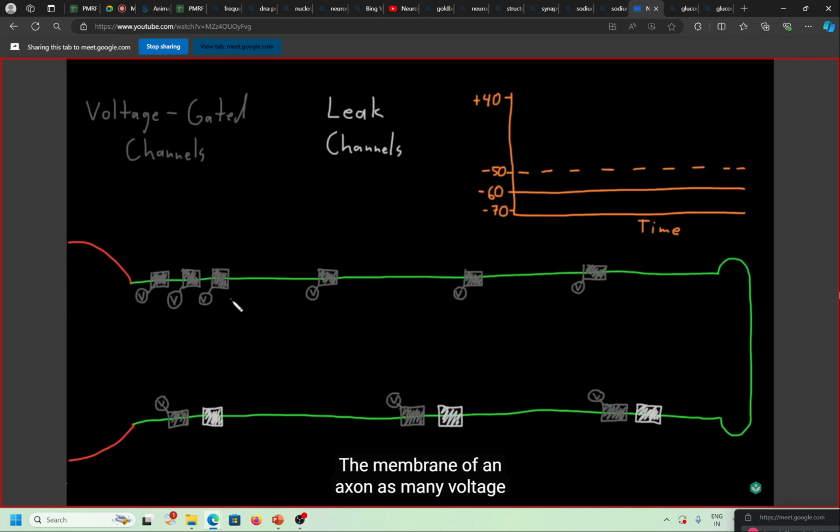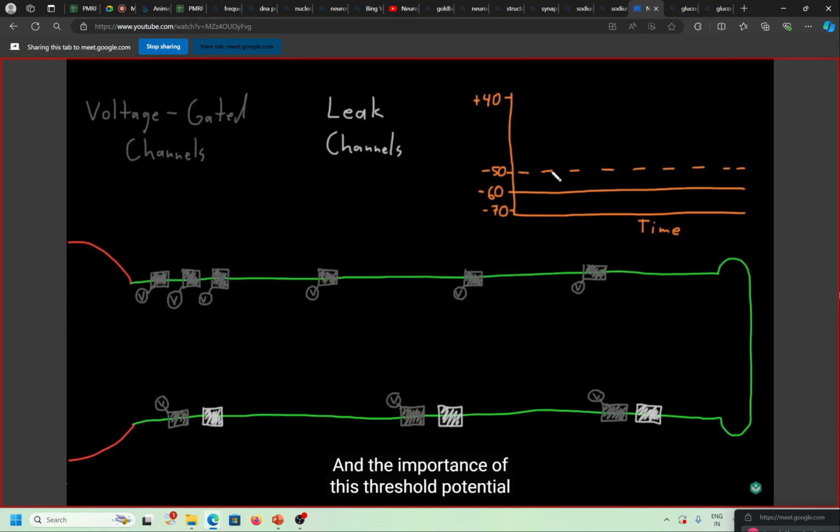The membrane of an axon has many voltage-gated ion channels, most of which open when the membrane potential crosses a threshold value. So we've talked about the threshold potential before, and all of these numbers may vary between different types of neurons, but these would be fairly common values. So many neurons would have a resting membrane potential of around -60 millivolts, and a threshold potential of around -50 millivolts or so that I've drawn with a dashed line.